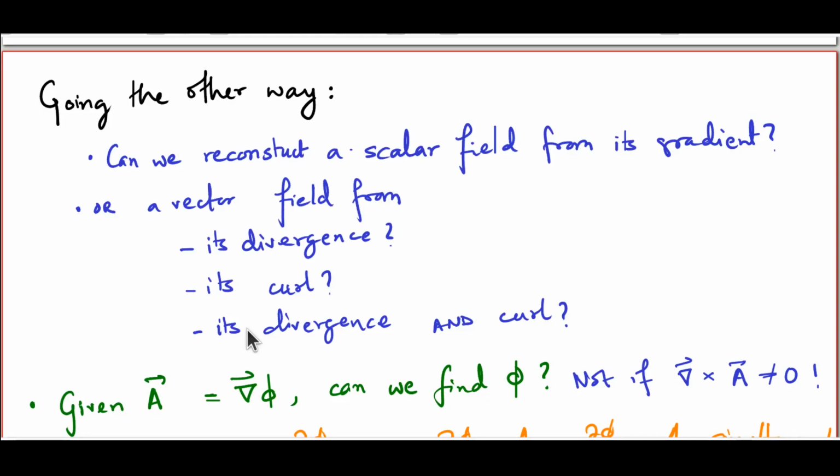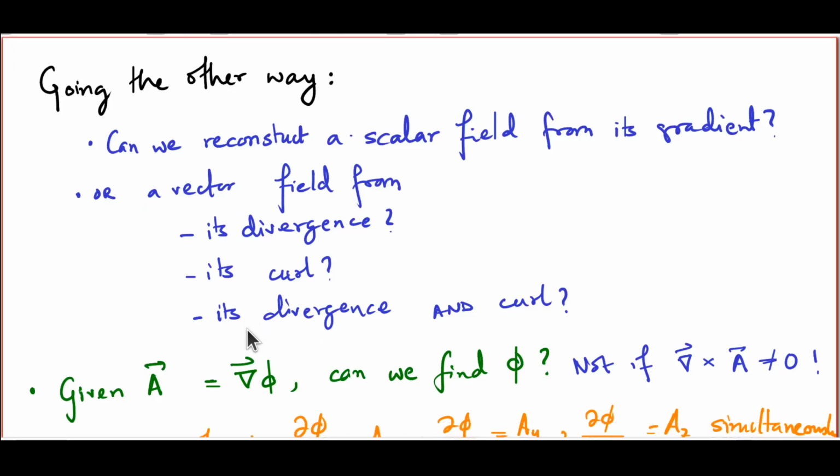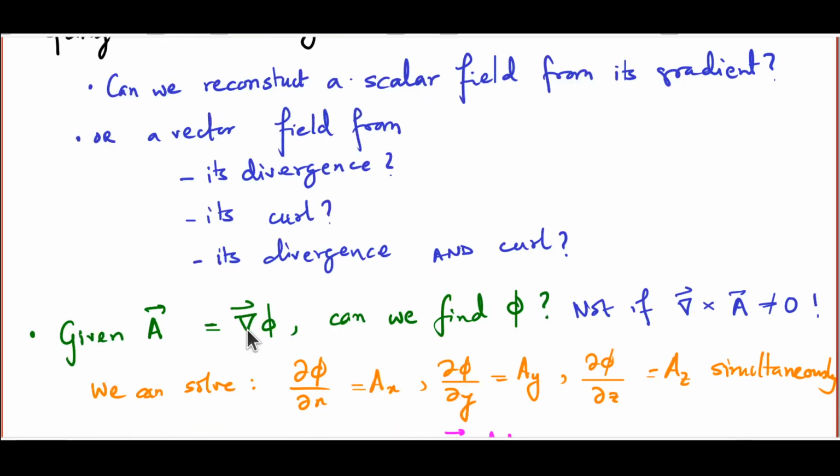Since the gradient is nothing but the del operator, the nabla operator acting on phi, leading to a vector field with components del phi del x, del phi del y and del phi del z respectively, one sure shot approach could be trying to solve these set of equations. Del phi del x is ax, the x component of the vector field given to you, del phi del y is ay, del phi del z is az. If we can solve all of these three simultaneously, then we will find phi.